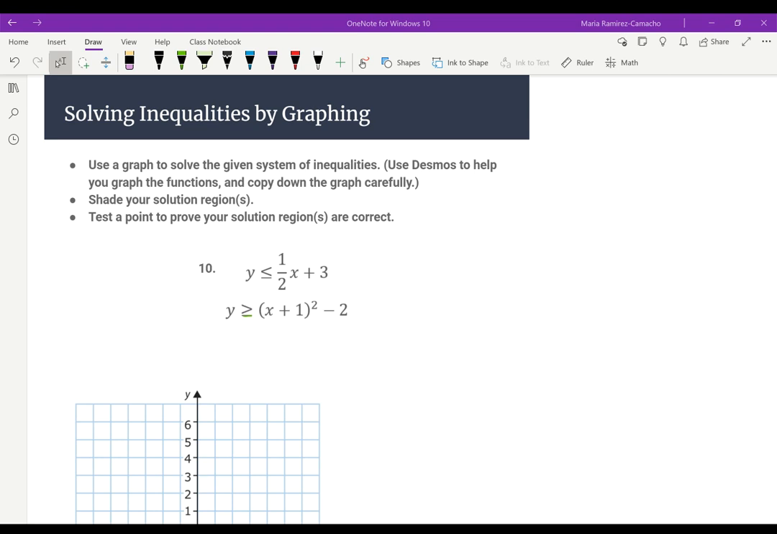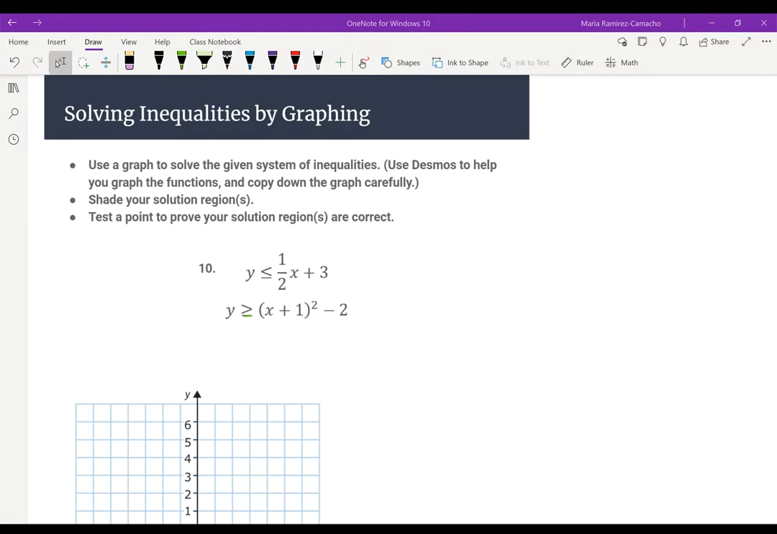Okay, last problem says use a graph to solve the given system of inequalities. Use Desmos to help you graph the functions and copy down the graph carefully. Shade your solution regions. Test a point to prove your solution regions are correct. You could use Desmos to help you here. You still need to shade correctly and pick a point in the solution region to plug back into the two inequalities and verify that it works for both.